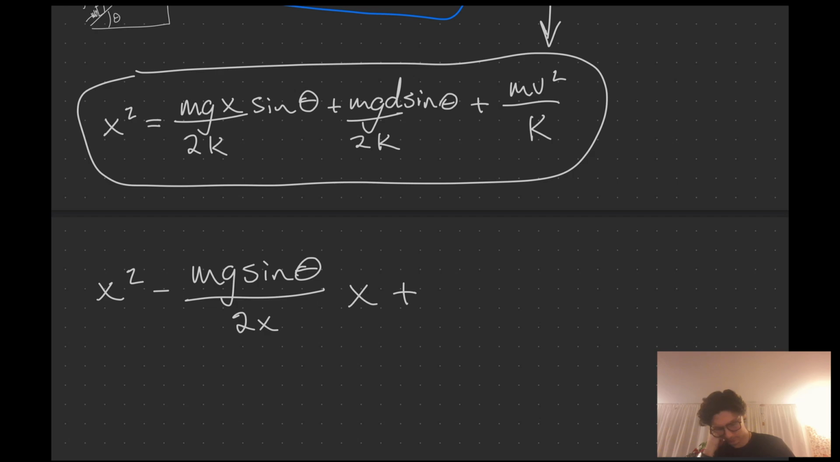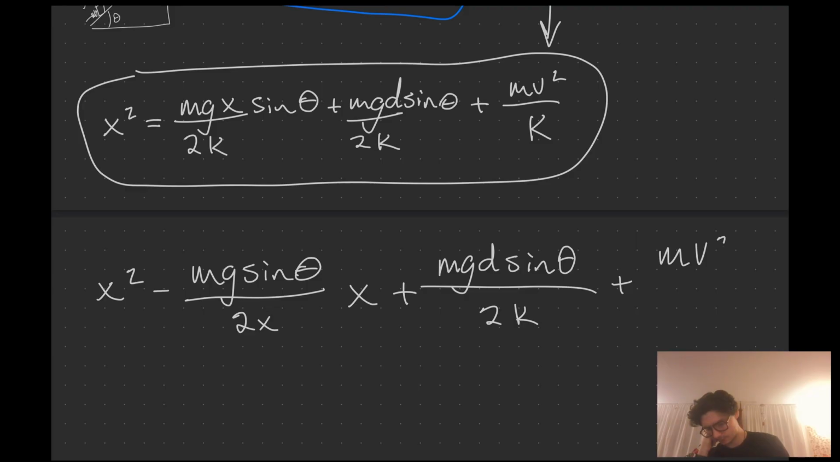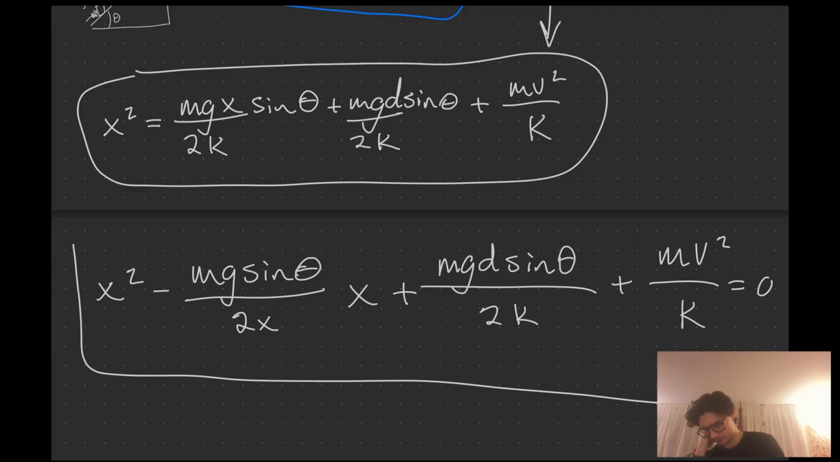Plus mg d sine theta over 2k plus mv squared over k. This is not nice. Actually, here you have a minus and here you have a minus.